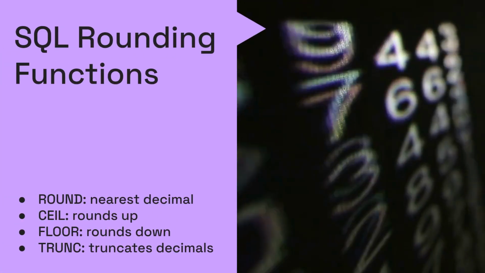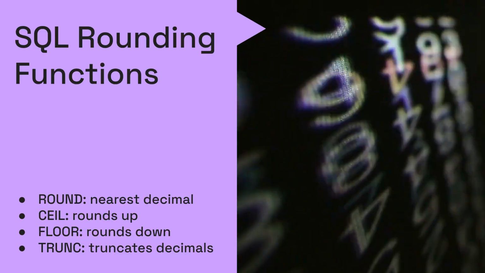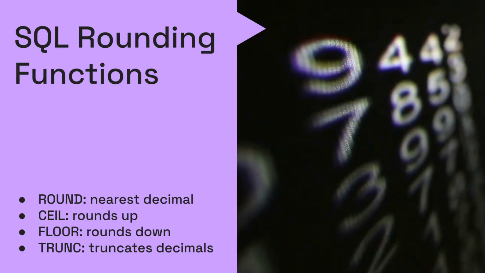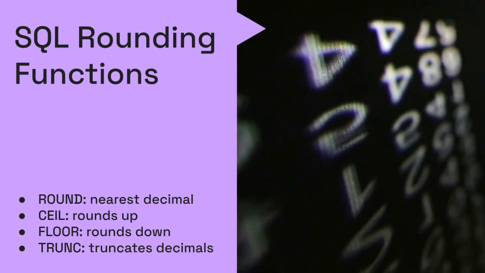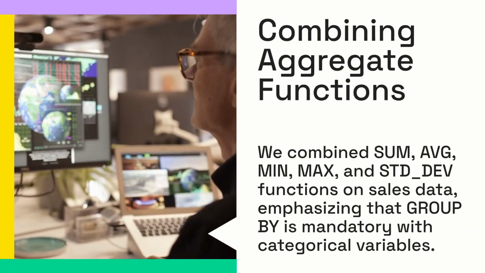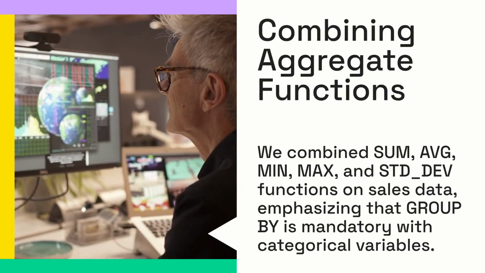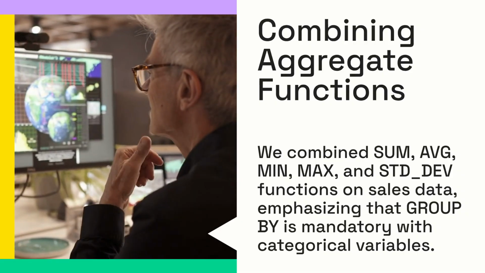We demonstrated SQL rounding functions like round, ceil, floor, and trunc, explaining their specific uses for handling decimal values based on client needs. We combined multiple aggregate functions in a single query, reinforcing the necessity of the group by clause when working with categorical variables.